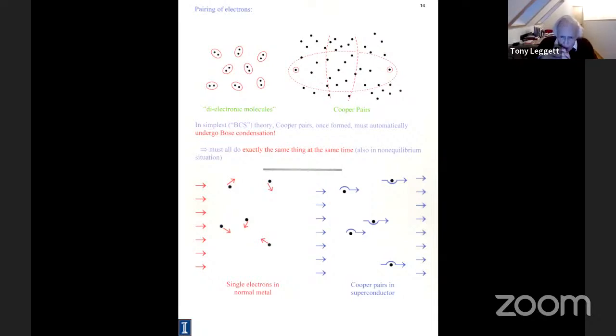Now, one very interesting point, at least in the simplest theory of superconductivity, the so-called BCS theory, due to my colleagues at the University of Illinois, Bardeen, Cooper, and Schrieffer, way back in the 50s of the last century. In this theory, once the Cooper pairs are formed, they must automatically undergo Bose condensation. And that means, you remember, they must all do exactly the same thing at the same time. Also in a non-equilibrium situation, not just in equilibrium.